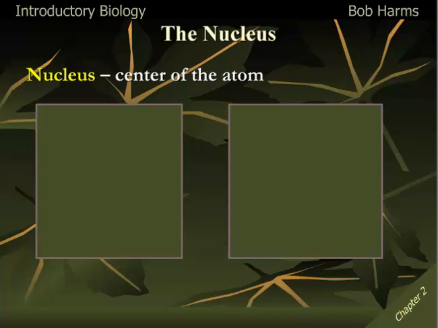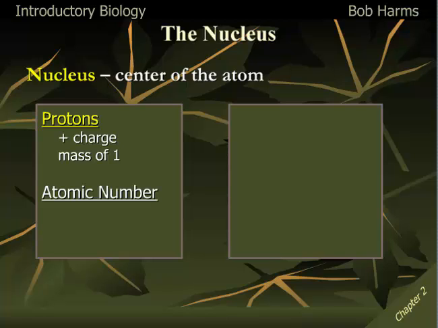And again, our 2 main particles here in the nucleus are going to be the protons and the neutrons. And so if we start with the protons, protons have a positive electrical charge, or a plus electrical charge, and they also are relatively large, and so they're assigned a mass of 1 atomic mass unit. So they're positively charged, and they're pretty big. And if we look at a periodic chart, we typically see numbers associated with each element, and the largest number on the chart represents the atomic number. And the atomic number simply tells us how many protons are in the nucleus of an atom.